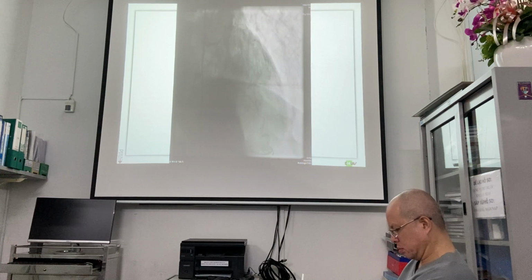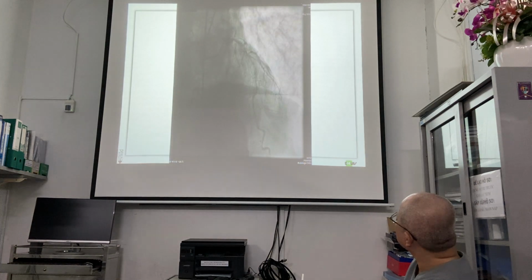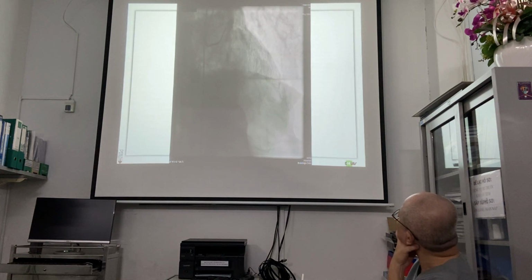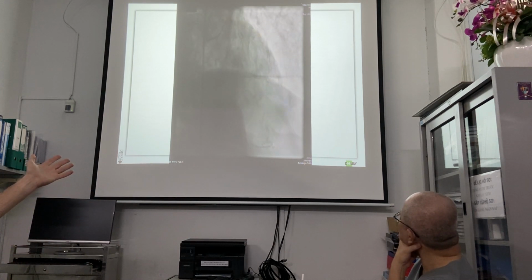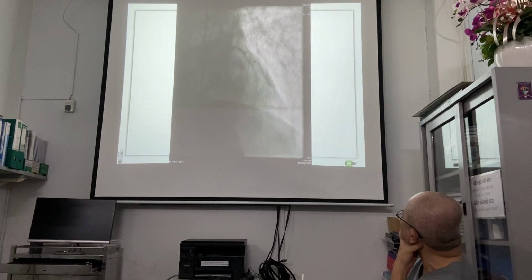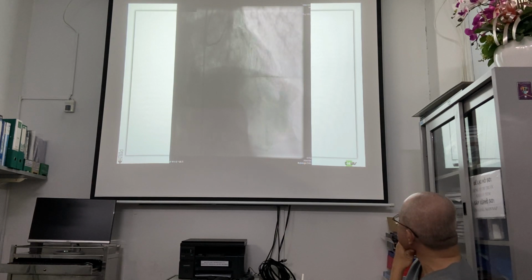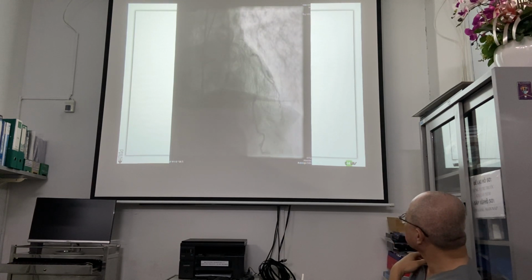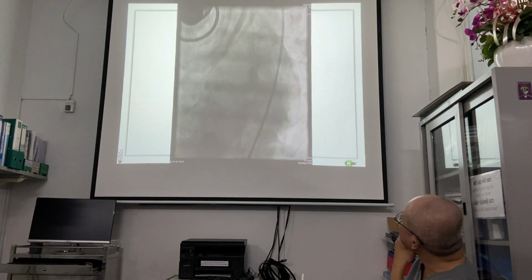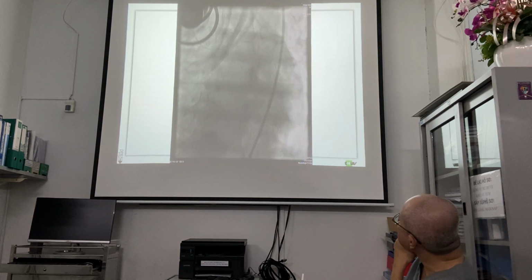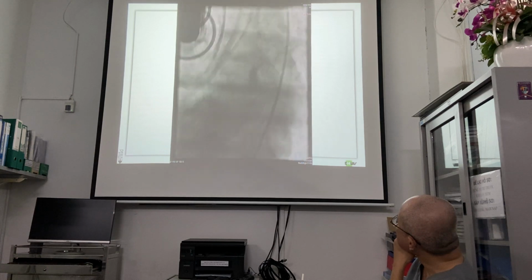Okay. So what do you think? Maybe some perforation. So the LAD is open, but what do you see? The heart. When you look at this image, what do you think? I showed you this picture before. Yes. This patient. Tamponade. Yeah, it's good to think about tamponade, but I don't think so.